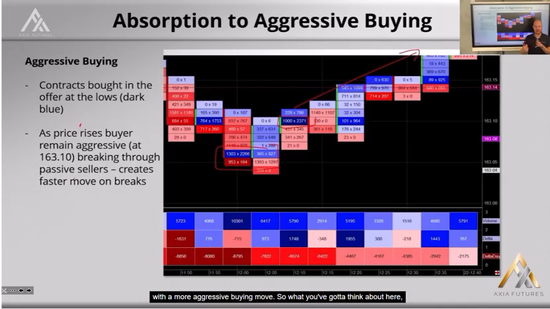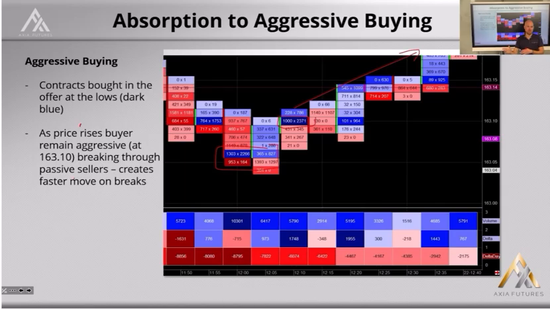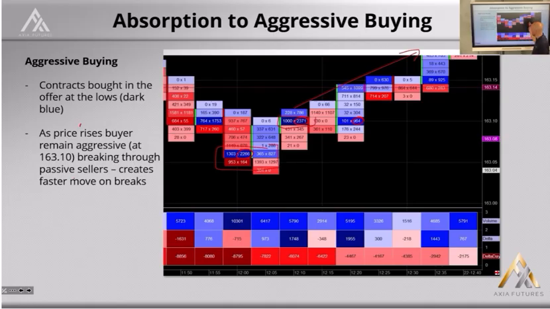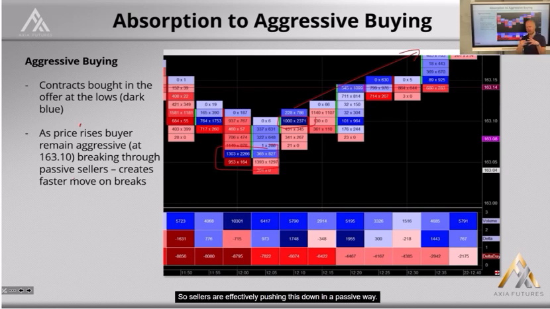So what you've got to think about here is not just simply looking at things from the perspective of absorption, but the direction with which things move. Because yes, you can say that sellers are absorbing here and here and here, but it's not so much about the individual action at one price, it's about the direction with which that's going.